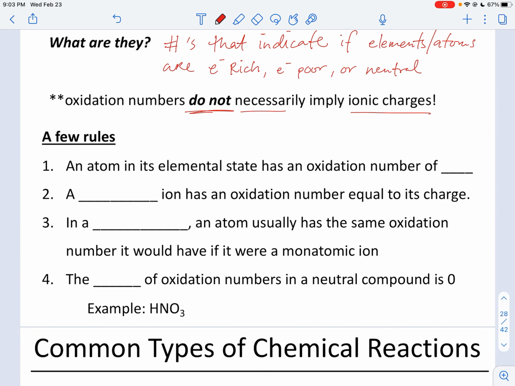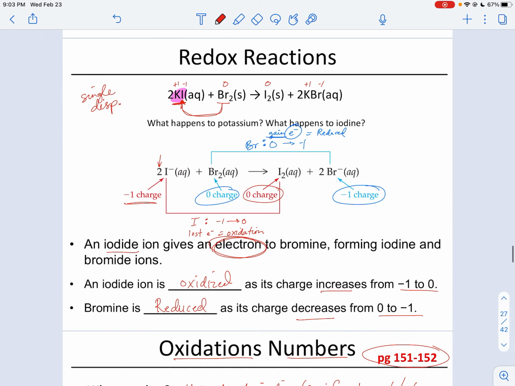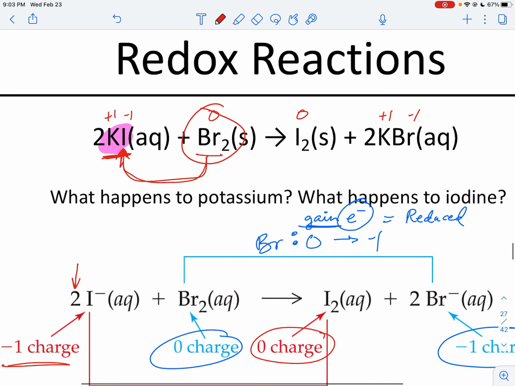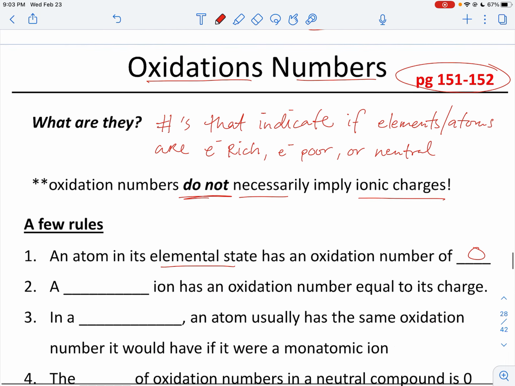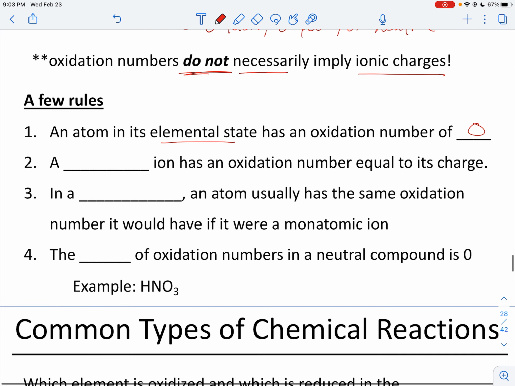These rules will not be listed on the exam for you, but they'll be very helpful for you to know. So rule number 1 says an atom in its elemental state has an oxidation number of 0. You guys remember? Let me go back up. Like right here, when we were putting the 0 on the bromine or the 0 on the iodine, anything that's just an element by itself has an oxidation number or a, quote, charge of 0. Okay.